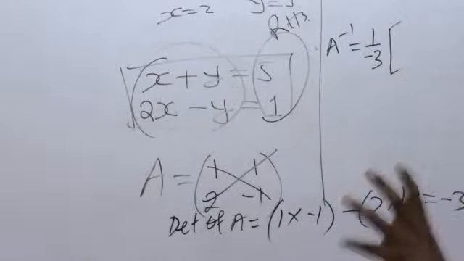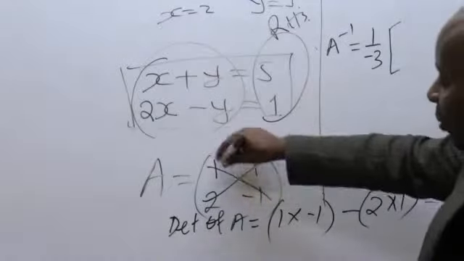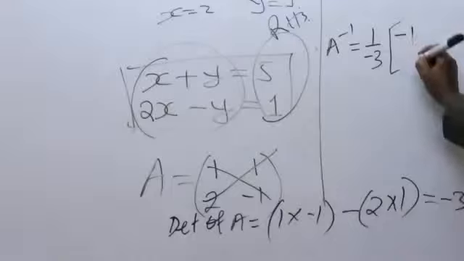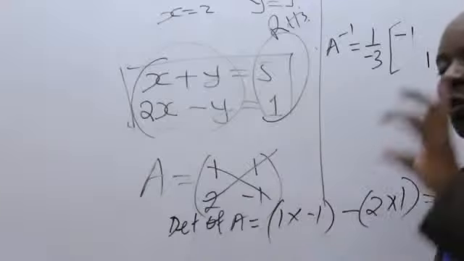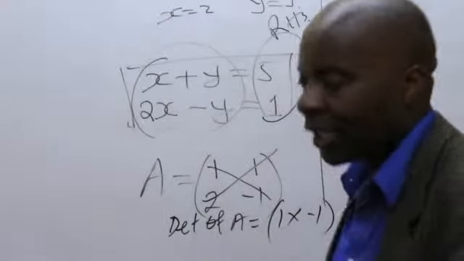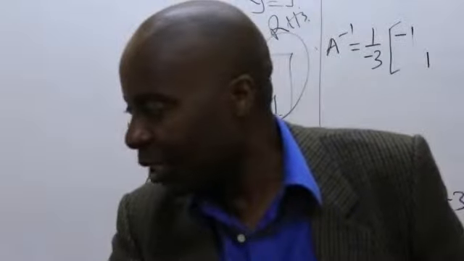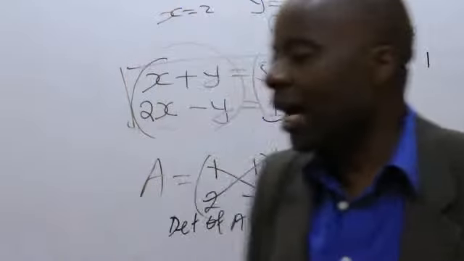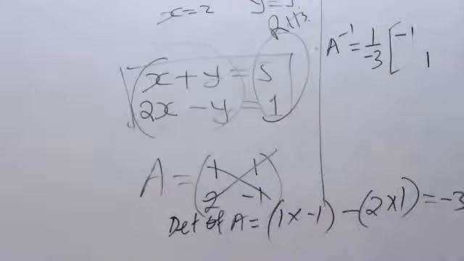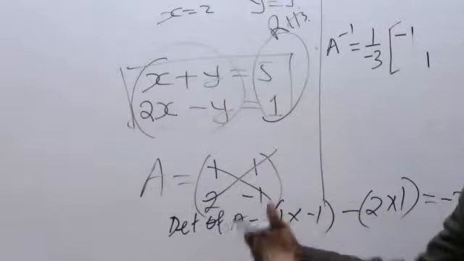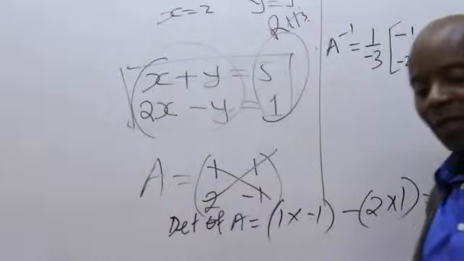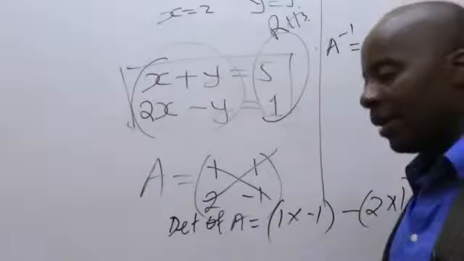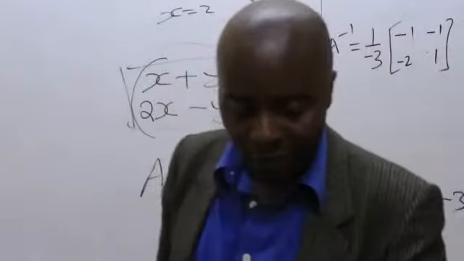So inside the brackets here, what are we doing? We are interchanging the primaries. So the primaries, we have minus 1 and 1, we are interchanging them. And then we have the secondaries, we leave them where they are, but we change their signs. What have we said about secondary? We leave them where they are, but change their signs. Both of them were positives, so here both of them will be negatives. Now, ladies and gentlemen, that is our inverse of matrix A, the inverse of the base matrix.